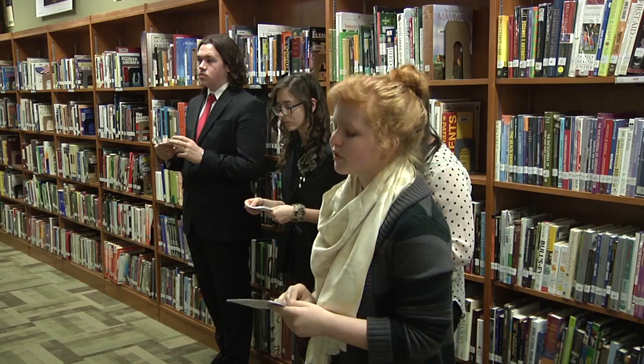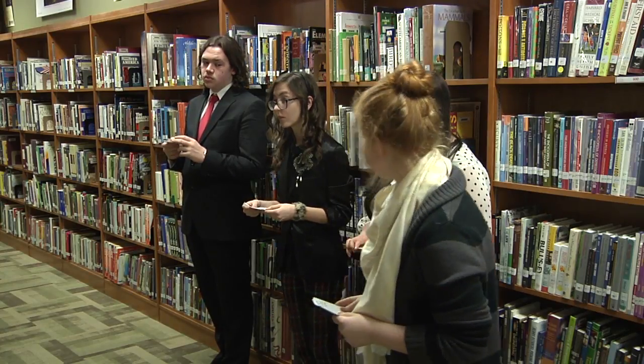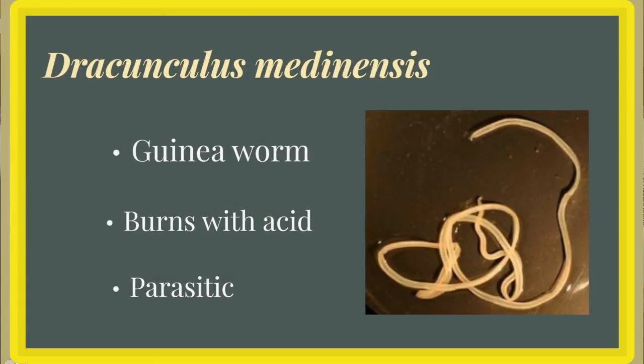The importance of cholesterol and vitamin D are the next chapter's topic, for it talks about the balance of the two to decrease the chance of folic acid depletion. Fava beans and favism are the next central focus in Chapter 4. Favism, or glucose-6-phosphate dehydrogenase deficiency, is caused by consumption of the fava bean, in which oxidative stress and hemolytic anemia occur. After favism is addressed in the book, the next to come is the parasitic worm Dracunculus medinensis, also known as the guinea worm. This worm is particularly harmful because it actually burns through the inhabitant's skin with acid once it decides to leave.